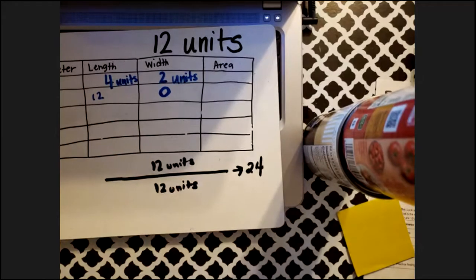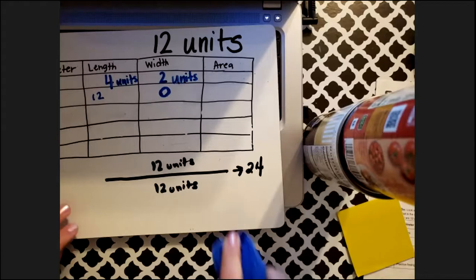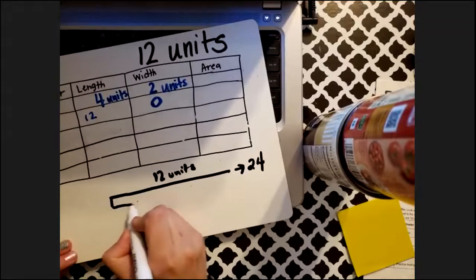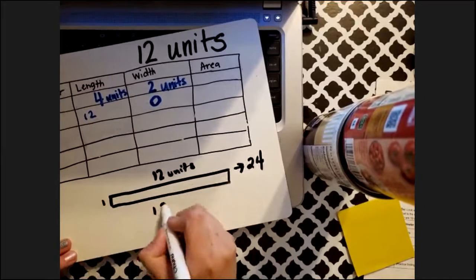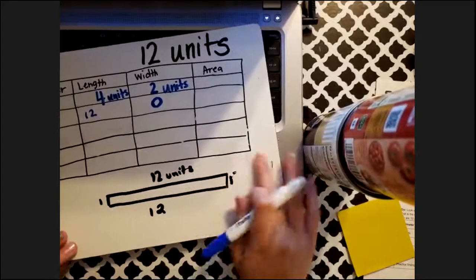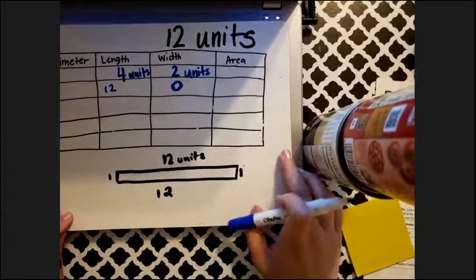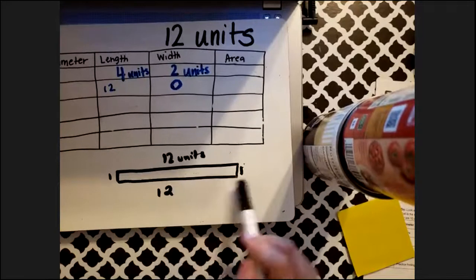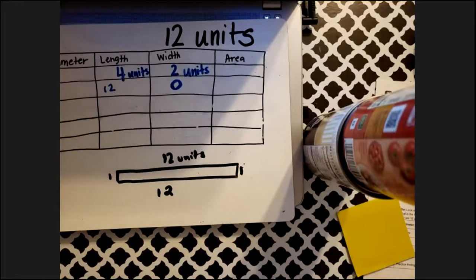What about 12? What about 12 times 1? 12 times 1, that's for area. So let's go ahead and look at that. That would give us an area of 12. But what would that perimeter be? Would that perimeter still be 12? No. 24. That would give us 24, 25, 26. 26. That's a good one, Miss Miranda.